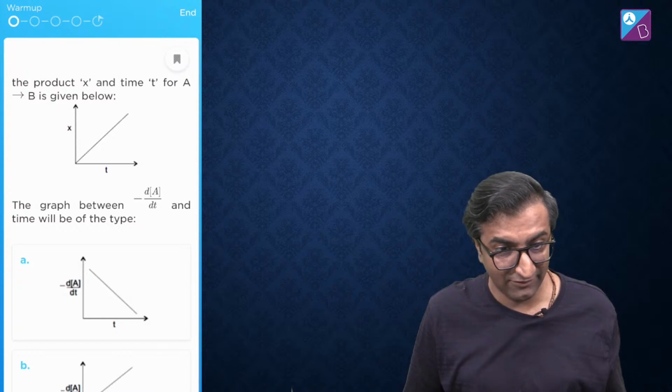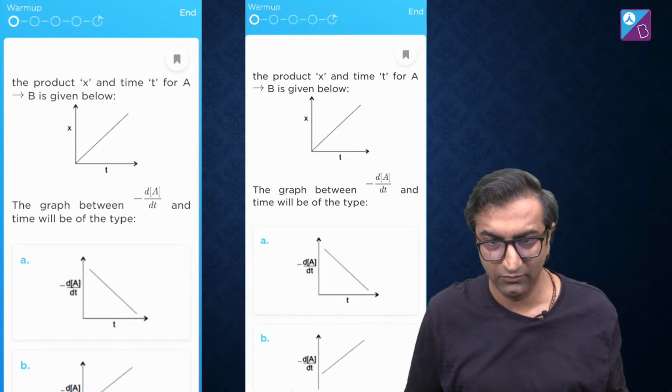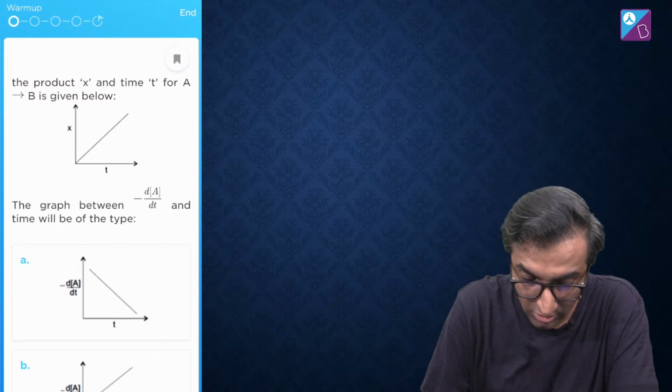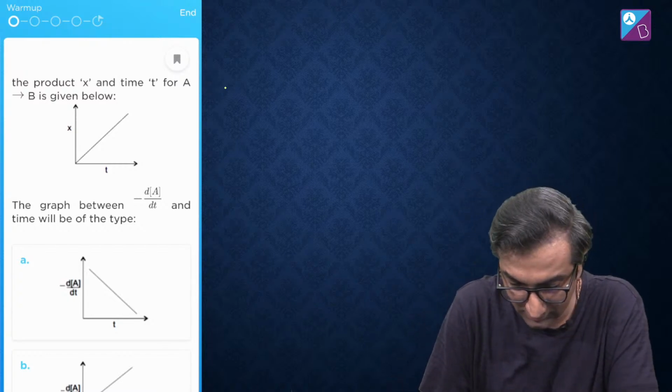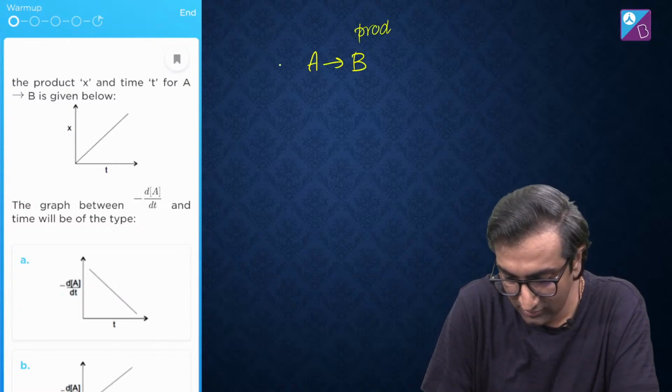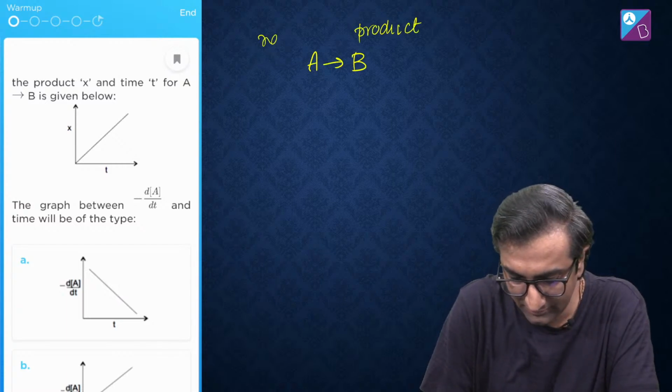What graph is given and what graph is being tested? What do I mean by this? आपको दिया है ग्राफ x versus t का, मतलब this is the integrated rate law. When you're plotting, what are you plotting? A giving B, yeah, this is a product. And obviously this is the reactant.